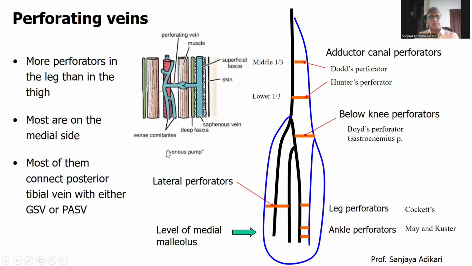Then the other important thing is, the superficial veins and deep veins both have valves directed towards the heart, and blood can drain through the superficial veins and deep veins towards the heart. And the perforating veins, their valves are directed from superficial to deep.